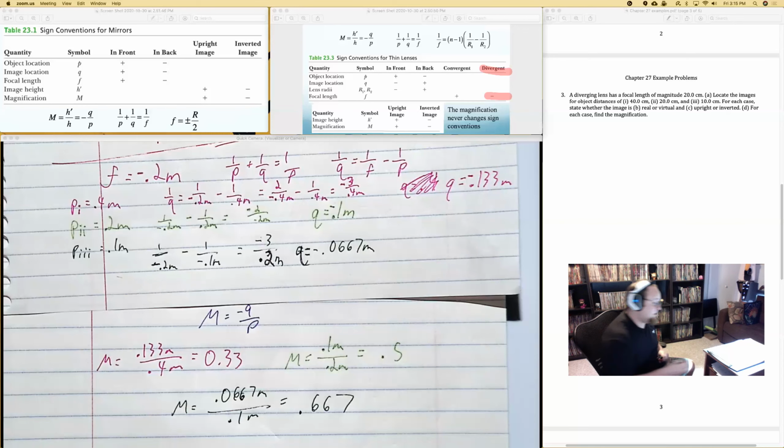Now, every one of these is positive, so every one of these is upright. I just know these are upright because that's positive. Now, all of these had negative Q, so they are all virtual. And that's the magnification for each. Any questions?